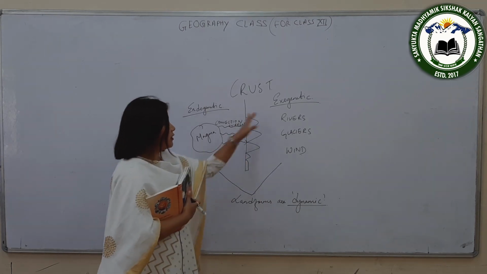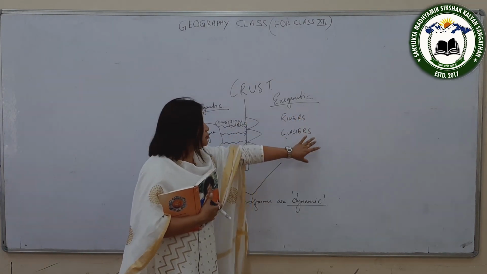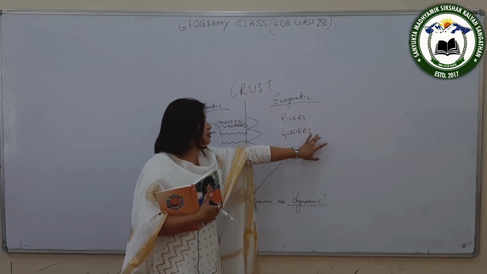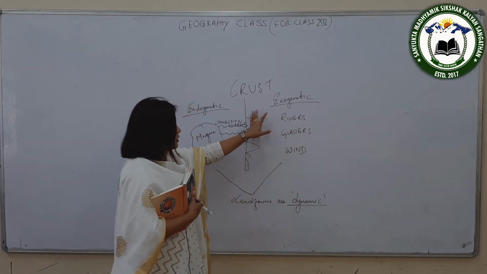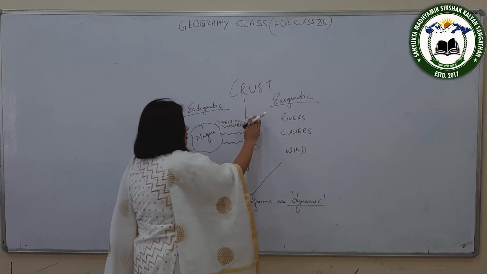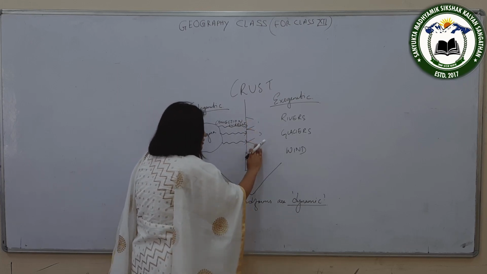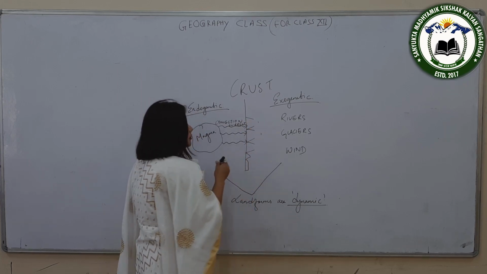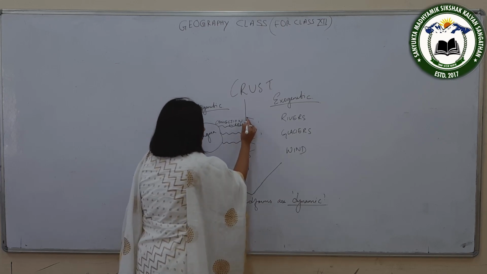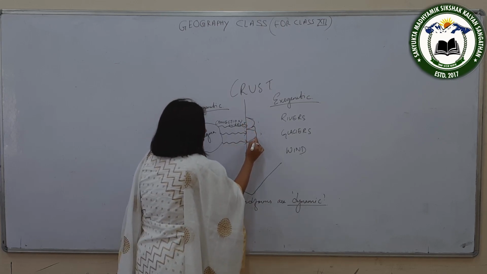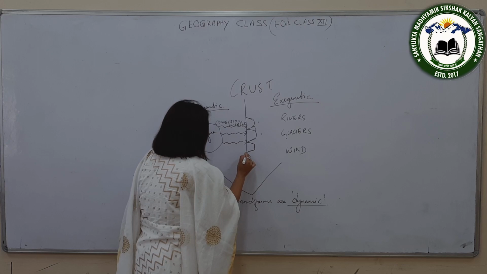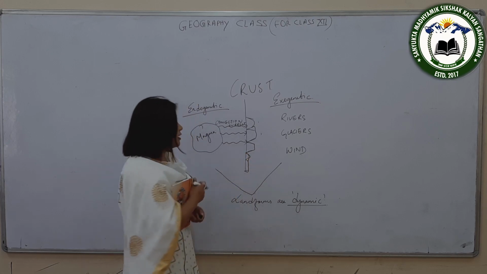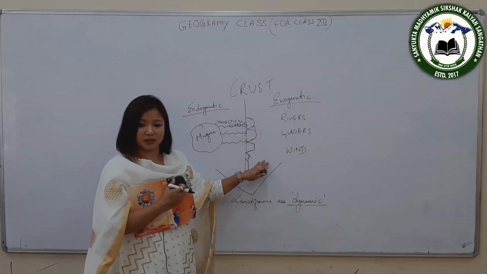So about the exogenetic force, what does it do? With the help of rivers, glaciers and wind, it tears away the materials, it erodes away the materials, and thus the uplifted land masses are reduced to a certain height and thus another sort of landforms are created.